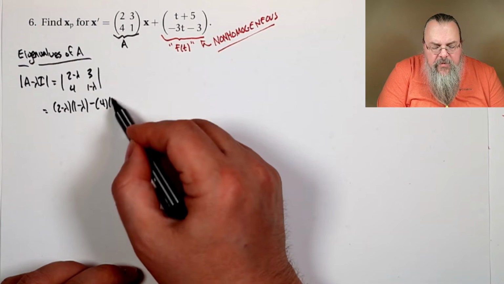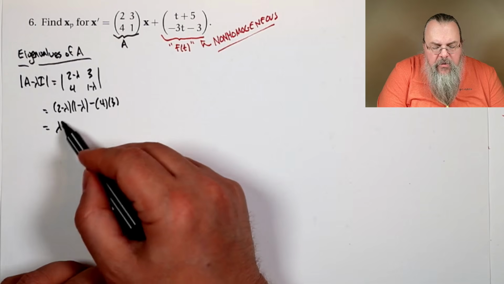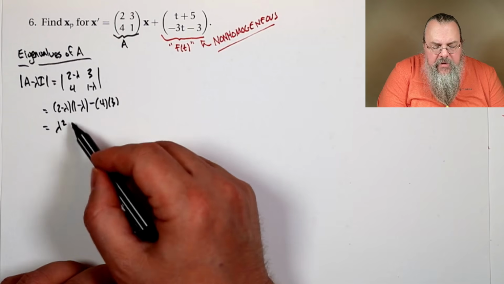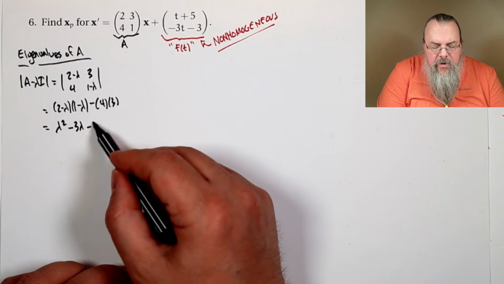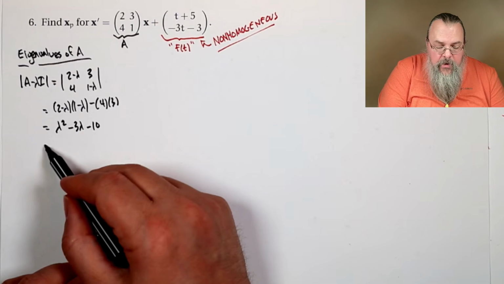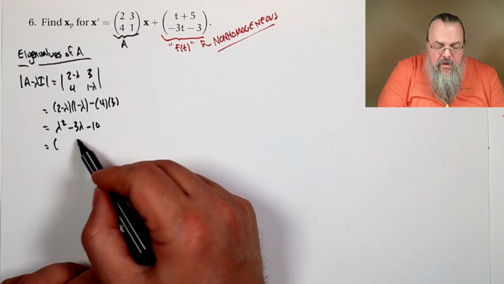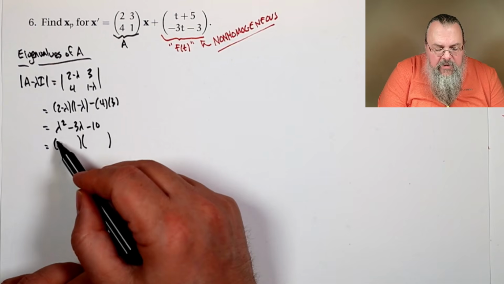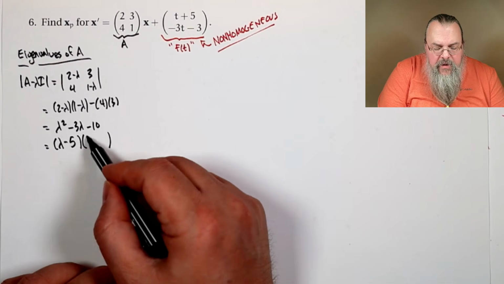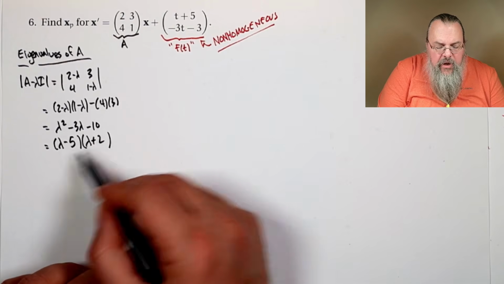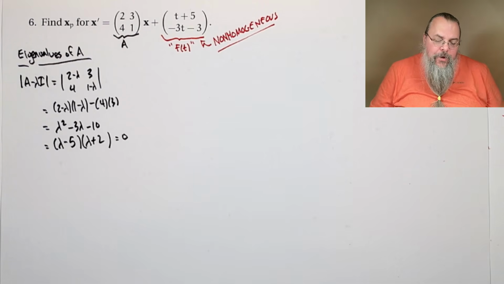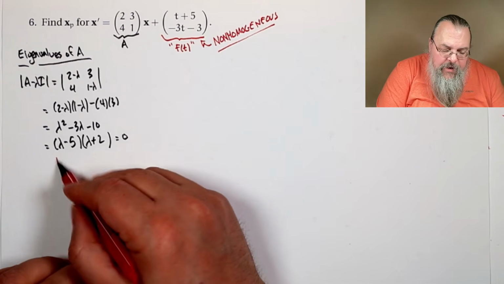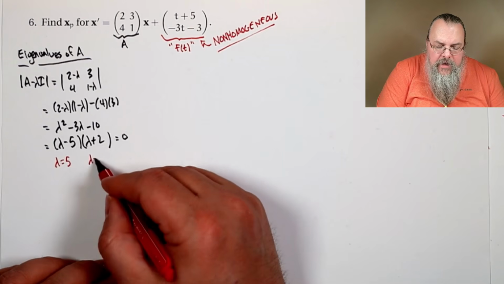Subtract 4 times 3, which is lambda squared. Minus 2 lambda minus lambda makes minus 3 lambda. Plus 2 minus 12 is minus 10. Which says, actually this one factors, which is nice. Lambda minus 5, lambda plus 2. And since we're saying equal to 0, we have the following. We have the eigenvalues are 5 and negative 2.